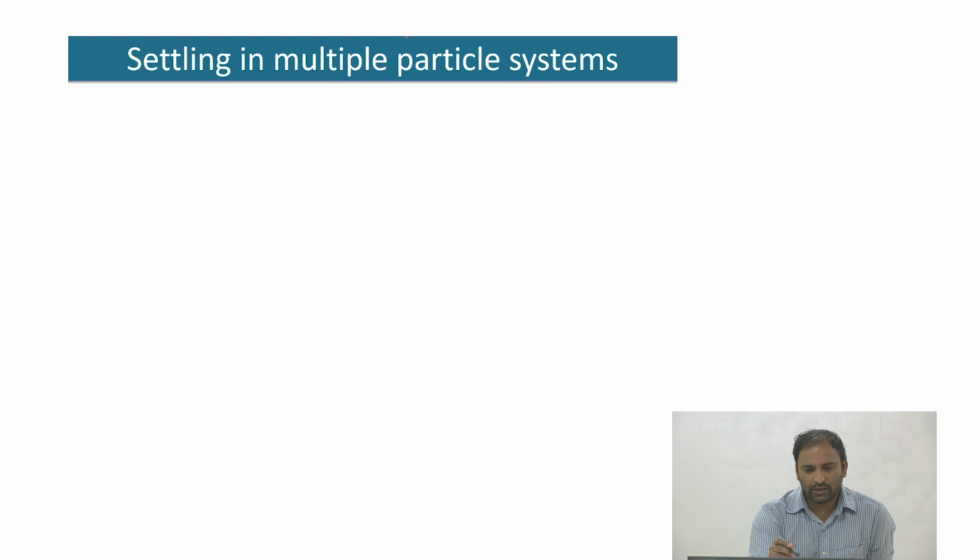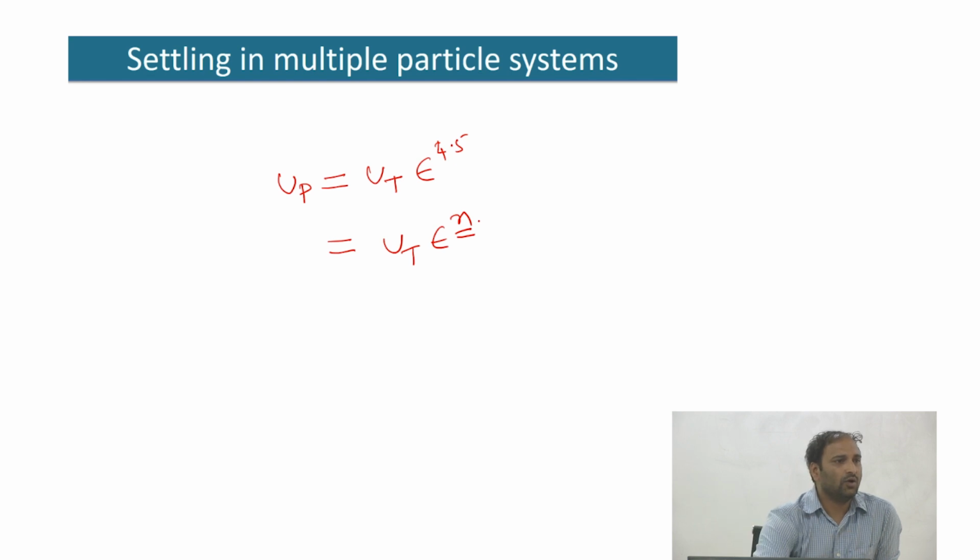So now let's look at this. We did this: your UP goes as UT times epsilon to the power of 4.5. However, in general it is typically epsilon to the power of n, and I said n depends on what kind of settling you are working with.